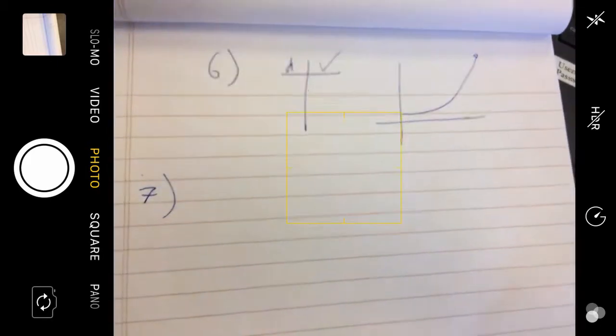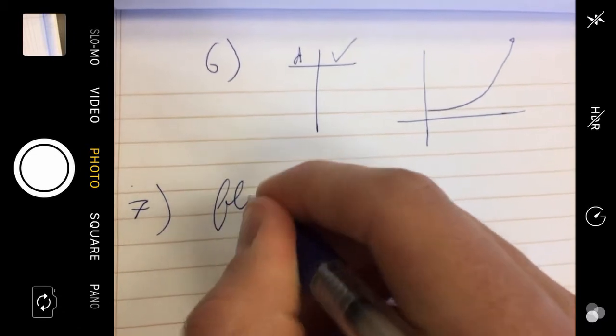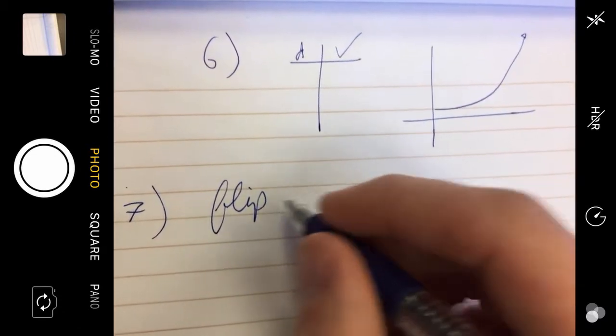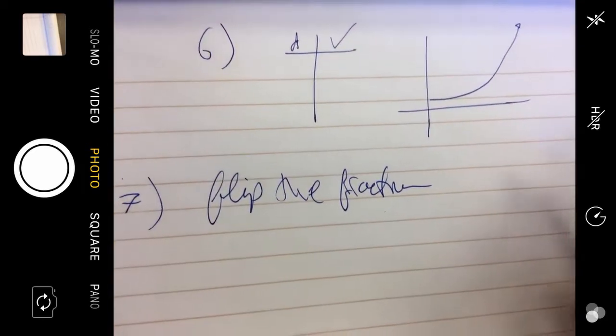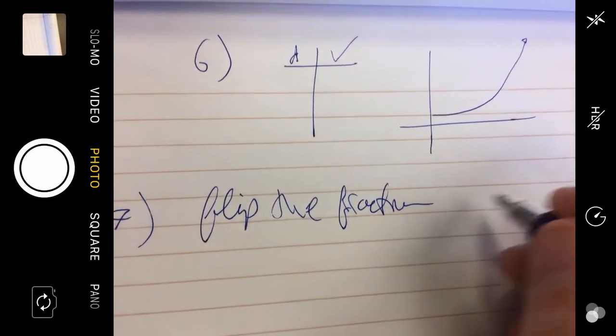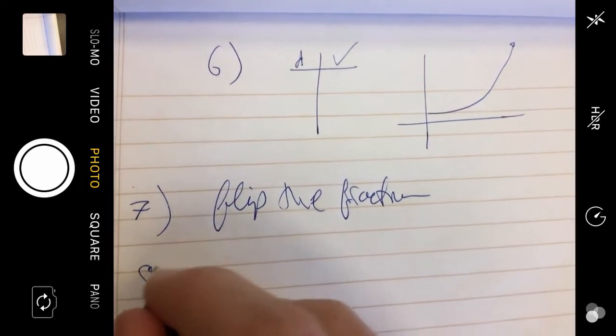Negative powers means you flip the fraction. And that's just the way I like to say it. I'm sure there's a more mathy way out there, and you could put some examples as well.